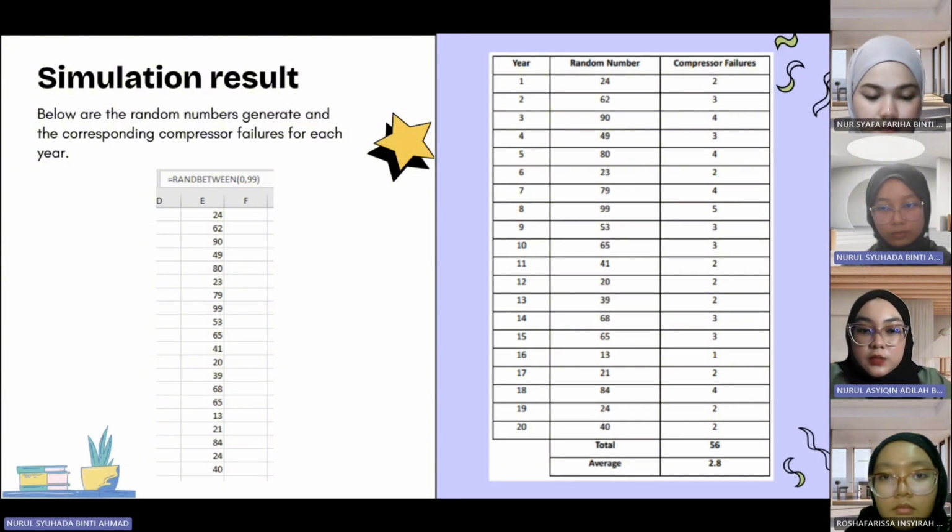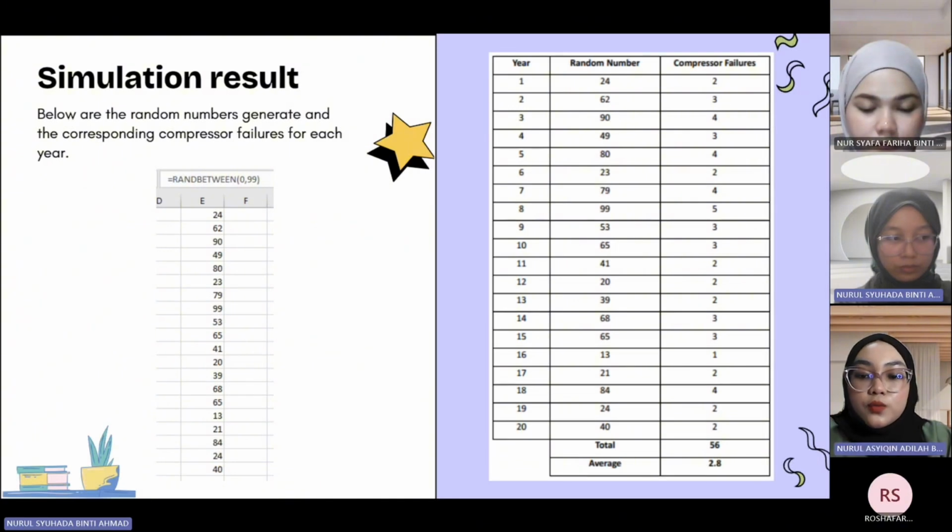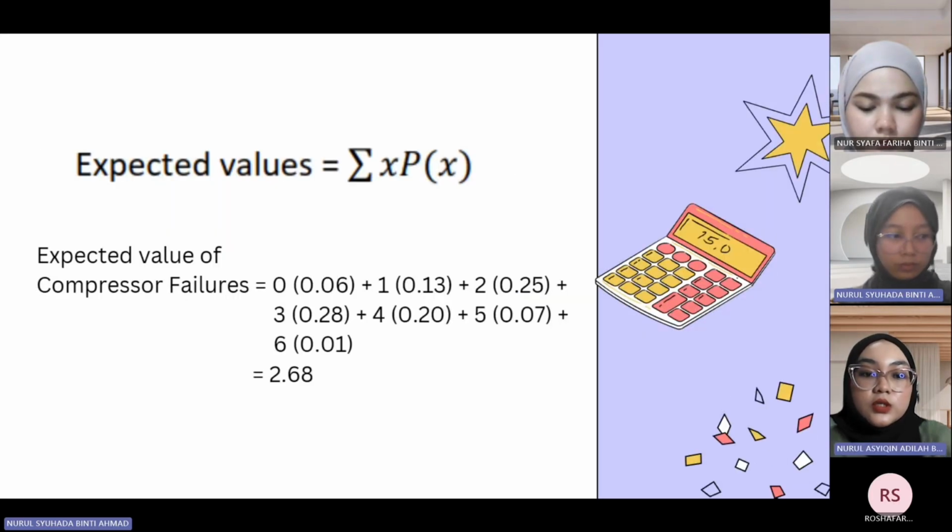So after running the simulation, we obtain the following result. So over the 20 years, the total number of compressor failure is 56, which average 2.8 failure per year. So next slide. So we also calculate the expected value using the formula, where is the number of failure and is the probability. So based on the probabilities, the expected number of failure per year is approximately 2.7.